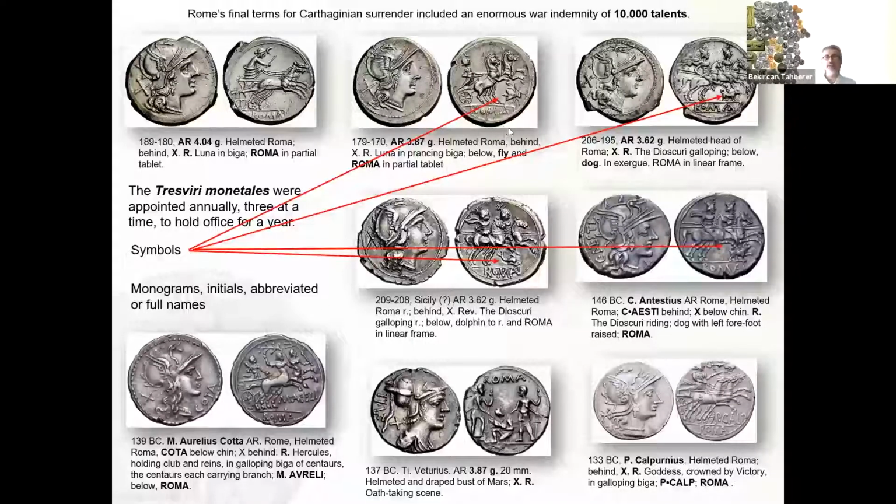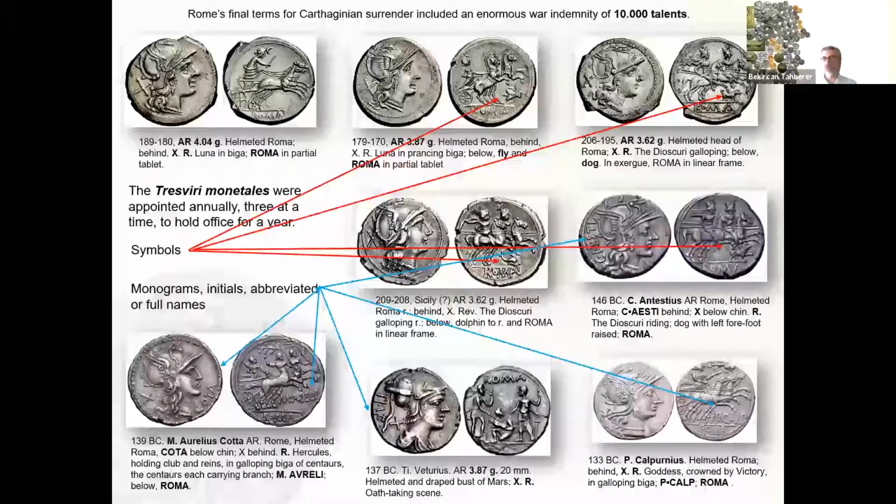You have the fly here, you have the dog here, and the dog again here, and you have the dolphin here. When you see them all side by side, you think that you see the same thing, but there are so many differences to see and marvel. And then, of course, the names and the monograms and the titles of those who presided over the production of these coins.